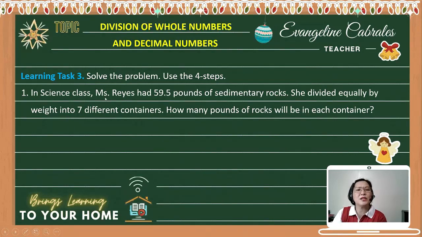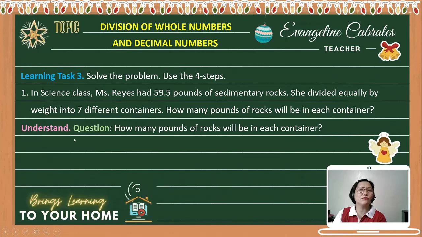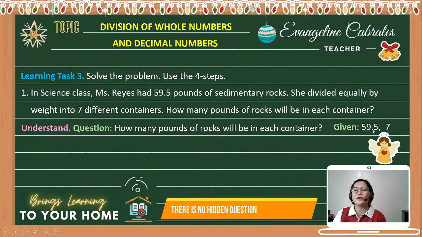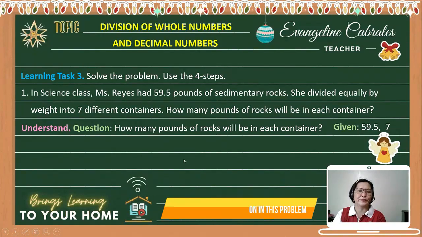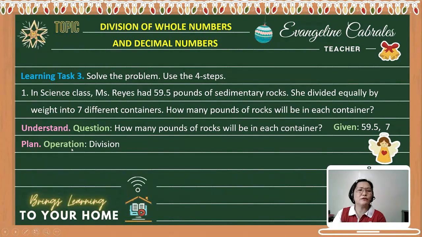In science class, Miss Reyes had 59 and 5/10 pounds of sedimentary rocks. She divided equally by weight into 7 different containers. How many pounds of rocks will be in each container? So the first thing to do, of course, is understand and you have to show the question. How many pounds of rocks will be in each container? At aside from the question, the given are 59 and 5/10 as well as 7. Sunod ay plan. Of course, ibibigay ang operation which is division. And the next is to show the number sentence.